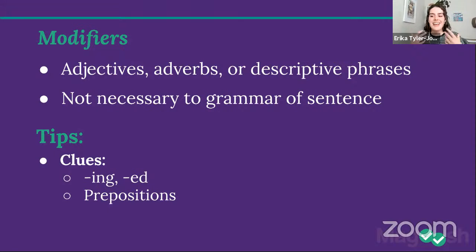Let me give some examples. I ran through the haunted house. Through is a preposition. Through the haunted house, gone. I ran. It's still a sentence. An example of ing, ed: I ran through the haunted house screaming my head off. Screaming my head off is one of those ing phrases. We can cut that out. We can cut out through the haunted house. I ran, still a sentence.